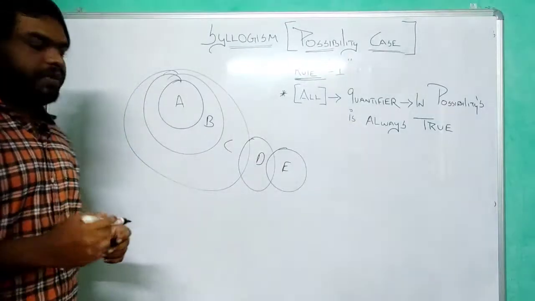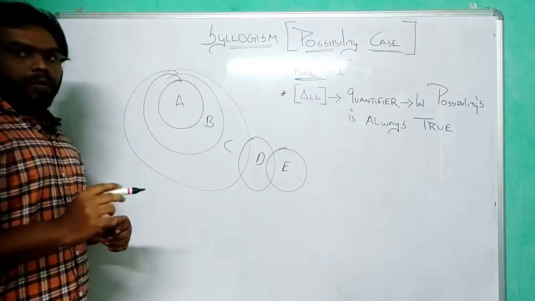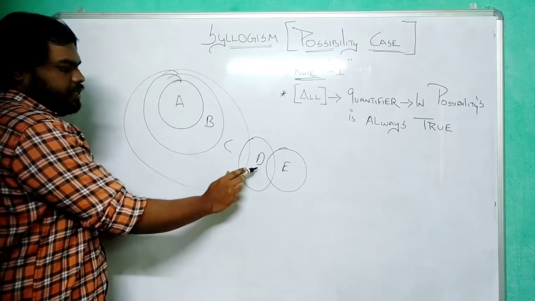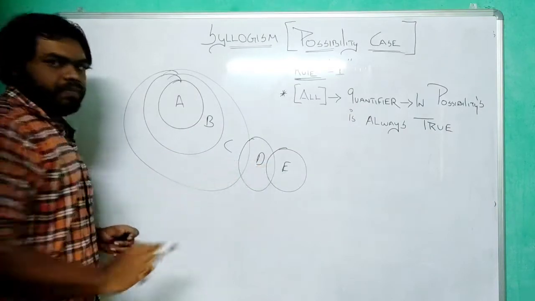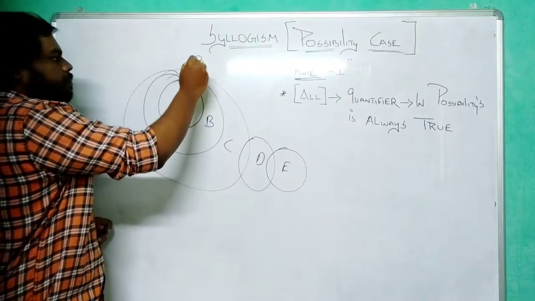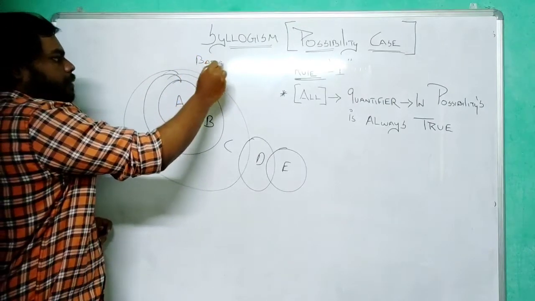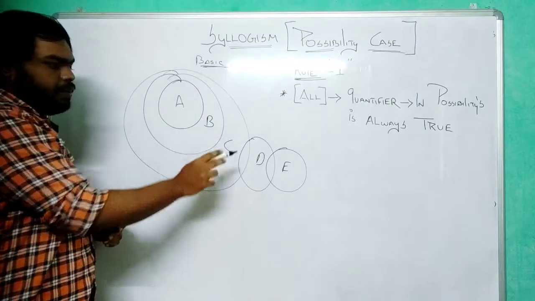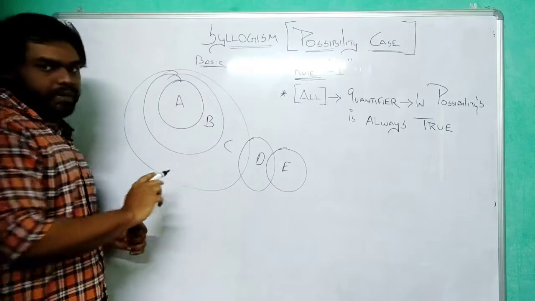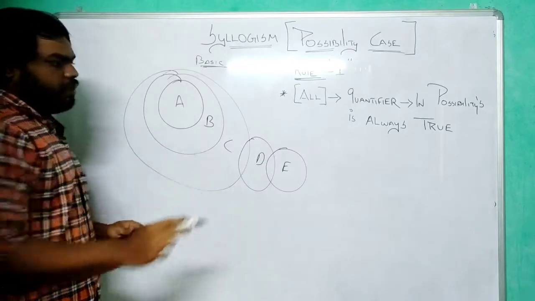So this is a basic Venn diagram that I have drawn. What I have drawn is: all A's are B's, all B's are C's, some C is D, and some D is E, right? This is a basic Venn diagram. This is a completely positive statement, a completely positive Venn diagram. We don't have any negative relationship between any of the quantifiers.